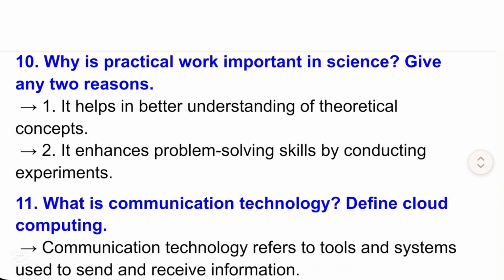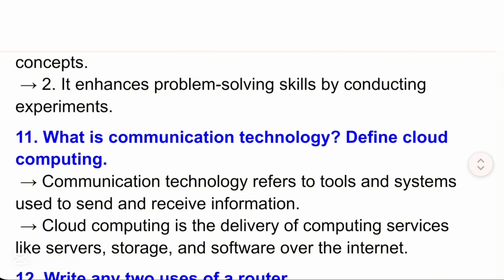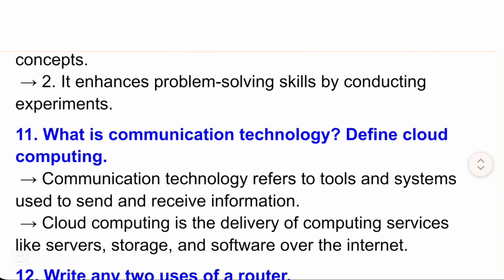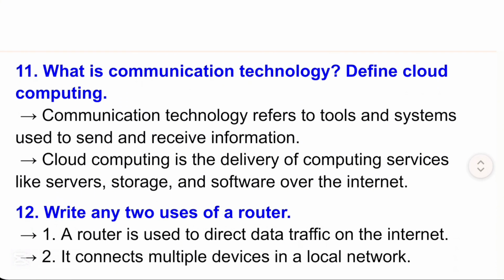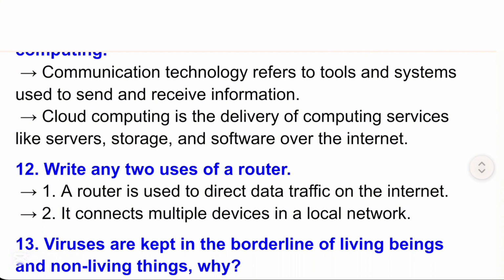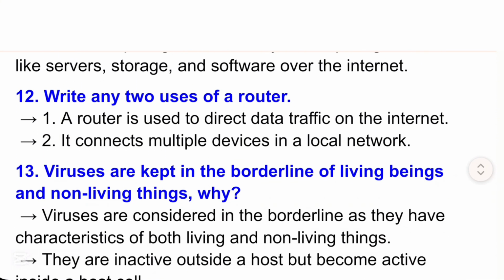Define cloud computing. Communication technology refers to tools and systems used to send and receive information. Cloud computing is the delivery of computing services like servers, storage, and software over the internet. 12. Write any two uses of a router. 1. A router is used to direct data traffic on the internet. 2. It connects multiple devices in a local network.